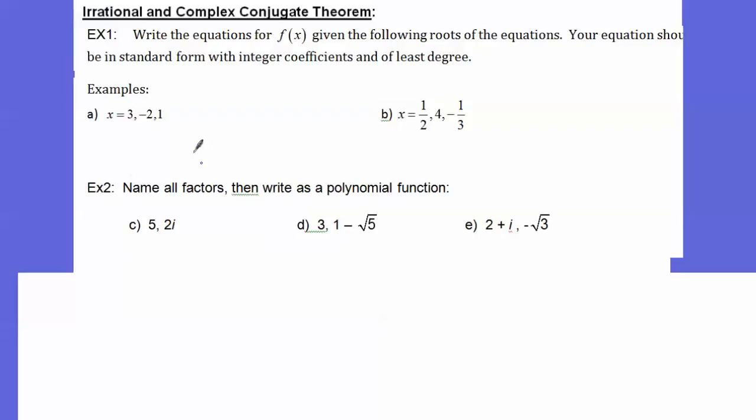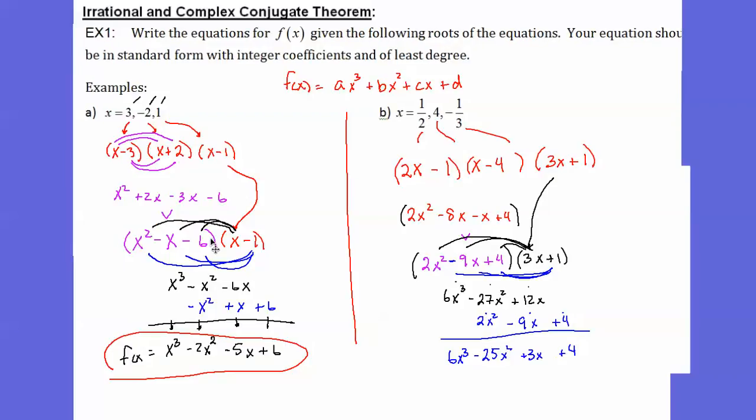What I'm going to do now is we need to compare when we have imaginary answers compared to real answers, or if we have irrational answers compared to real answers. The integer answers, the 3, the -2, and the 1, are very simple to do, as are the half, the 4, and the 1/3. We just did examples of these here. They turn into factors, straightforward binomials, and they're only 1 per root.